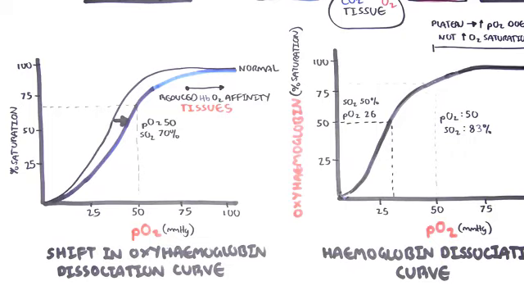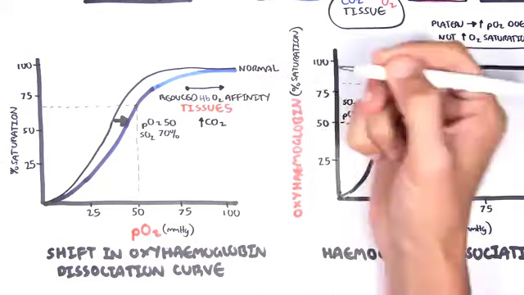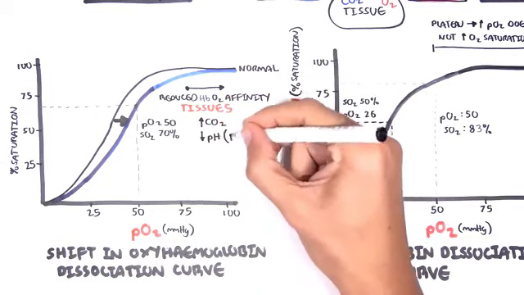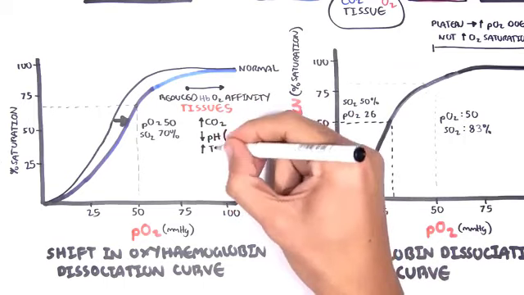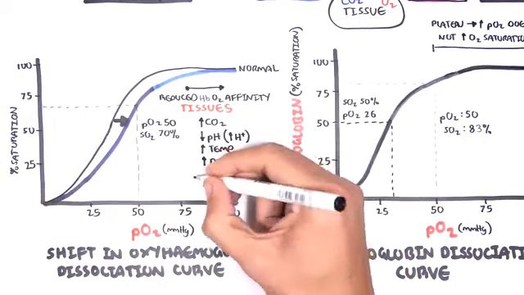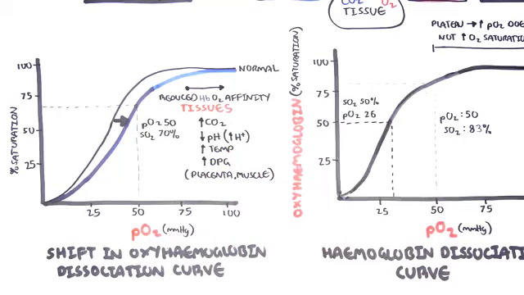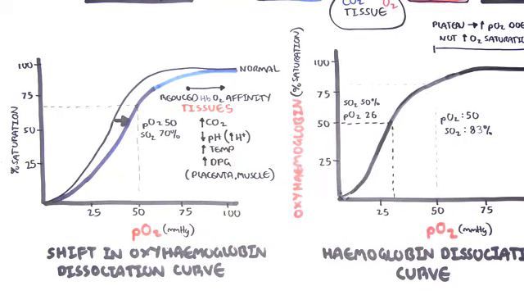Things that cause this to happen include an increase in carbon dioxide, which really means a decrease in pH. Other things that causes the shift to happen include an increase in temperature and an increase in DPG or BPG. It's good to remember that the reduced hemoglobin oxygen affinity occurs in tissues in general. Because when you think about it, you want to give your oxygen to the body tissues so that they can use it. These tissues include the placenta because you want to offload oxygen to the fetus, and muscles cells, especially during exercise.